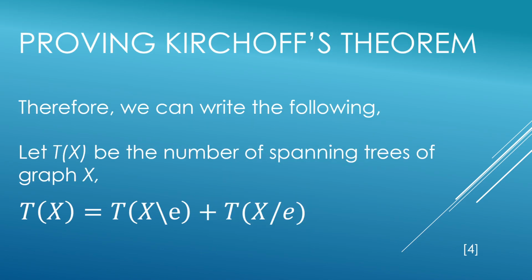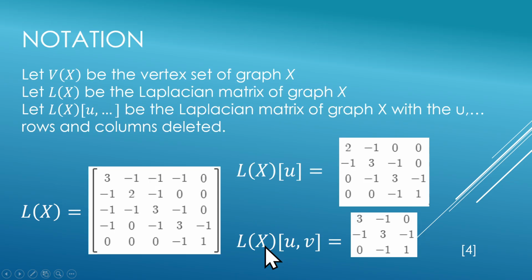And so that helps us write the first equation that we have here, that the total number of spanning trees, which we'll define as T of X of the graph X, is equal to the number of spanning trees in the graph with E deleted and with E contracted. So T of X equals T of X delete E plus T of X contract E.